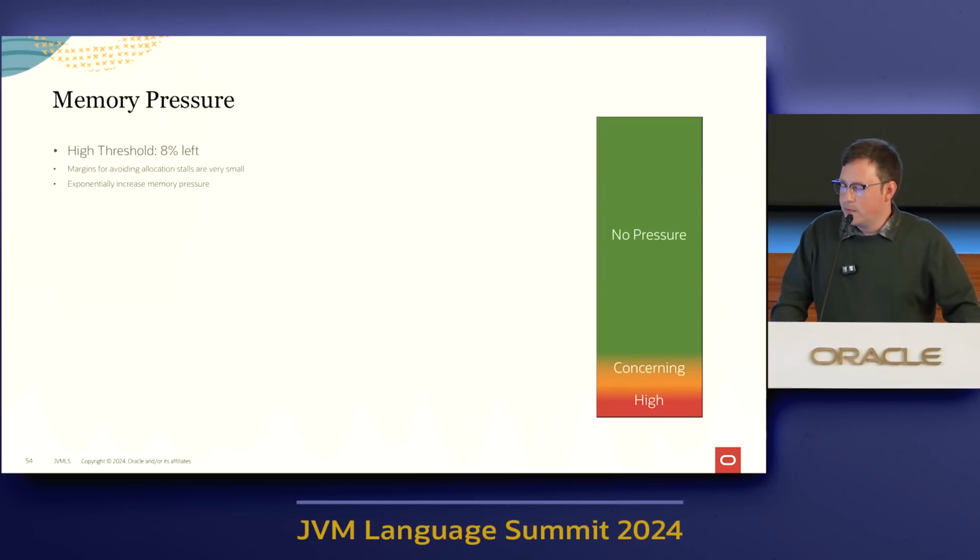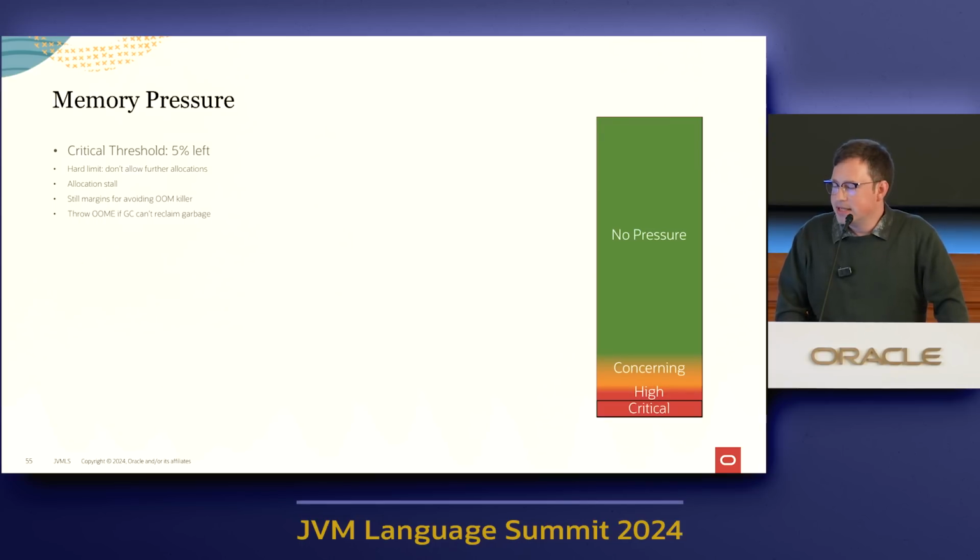So we have a high threshold where the pressure is high. That's currently when it's 8% left on the machine. At this point, I think we start getting a bit more alarmed that this is really starting to look bad and start exponentially increasing the memory pressure. This will quite quickly lead to back-to-back GC with as much power as we can throw at the problem. And the margins here are starting to look pretty small.